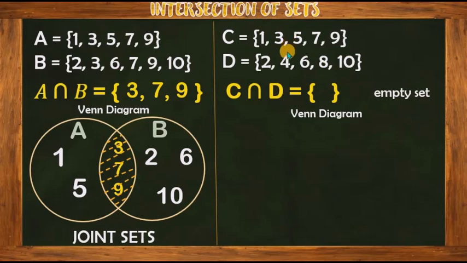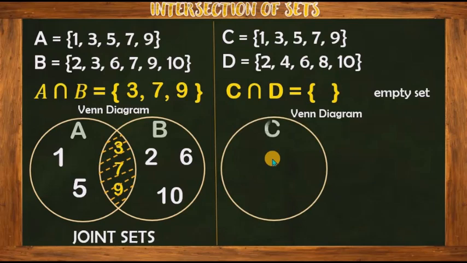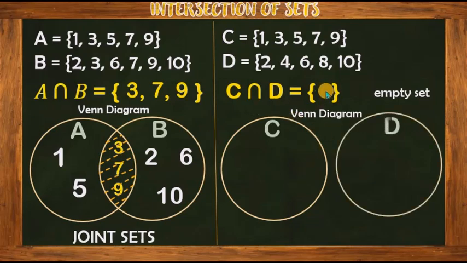So how are we going to represent this using the Venn diagram? Of course, since we still have two sets, we're going to use two circles. But this time, what do you think? Since there are two circles here and they don't have a common element, we're not going to overlap them because they don't have an intersection. It's an empty one. So what you're going to do is draw two circles, but they should not be overlapping. And then you just list down all the elements here. So that's 1, 3, 5, 7, 9. And for D, that's 2, 4, 6, 8, and 10.